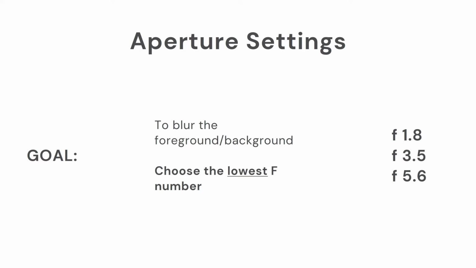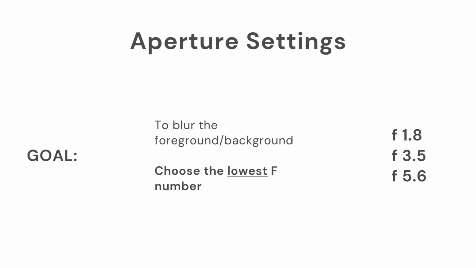So if you want to blur the background or make the foreground or background out of focus in your picture, you want to choose the lowest F number possible. So make sure that the top of your camera is set to A or AV so that you can control the aperture. Then use the little scroller to make the number larger or smaller, and you want to go with the lowest F number that you can get.